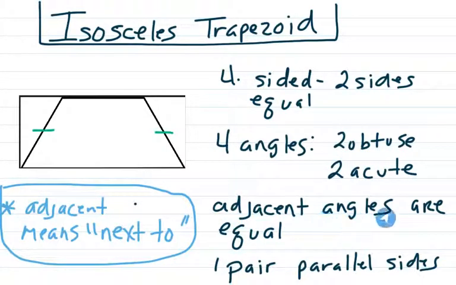And the adjacent angles are equal. That means the angles that are next to each other. So these two angles here and here are equal. Those two angles are next to each other. They're not opposite, they're next to each other. Opposite means that the other angle will be on the opposite side. And then your two obtuse angles, which are both here and here, and adjacent to each other, they are also equal.